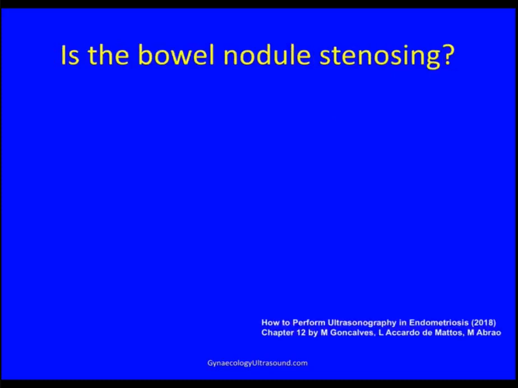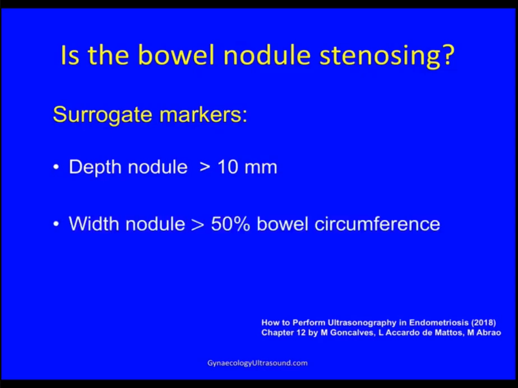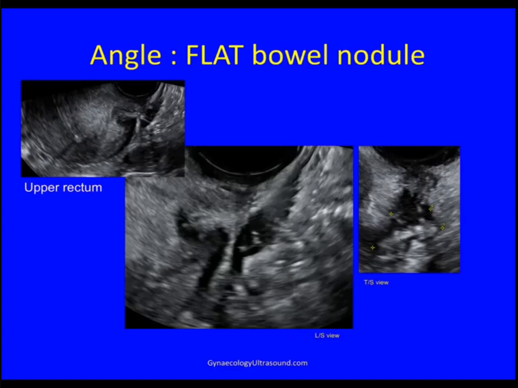So this chapter is really good if you have a look at that, and I've based this on their opinion, using surrogate markers for stenosis. If the depth of the nodule is more than 10 millimeters, if the width of the nodule is more than half of the circumference, and the angle of the bowel deviation is less than 90 degrees, these are felt to be surrogate markers for stenosis. So let's look at that.